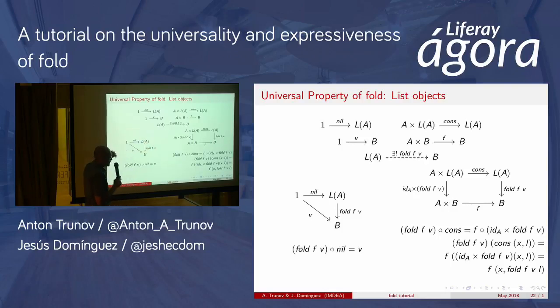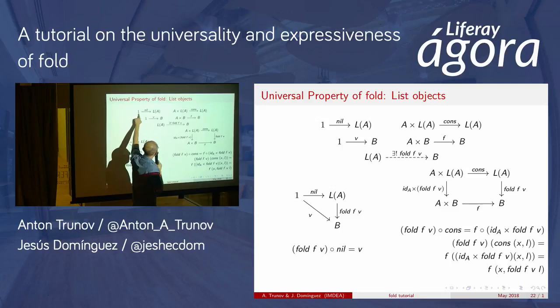So what is a list object when we are talking about types? A list object is just the type of lists. So LA is the type of lists. And how do you characterize this type of lists? Well, this type has two functions. The nil function that picks the empty list. Oh, by the way, this type is the trivial type or the unit type. In Haskell, I think it is written with the parentheses. But in category theory, it's called a terminal object.